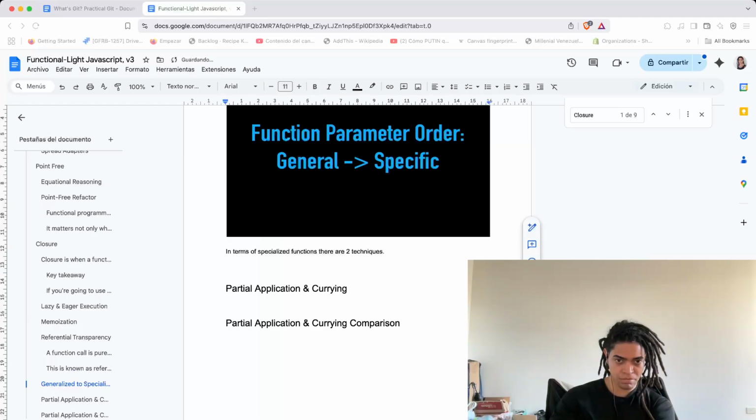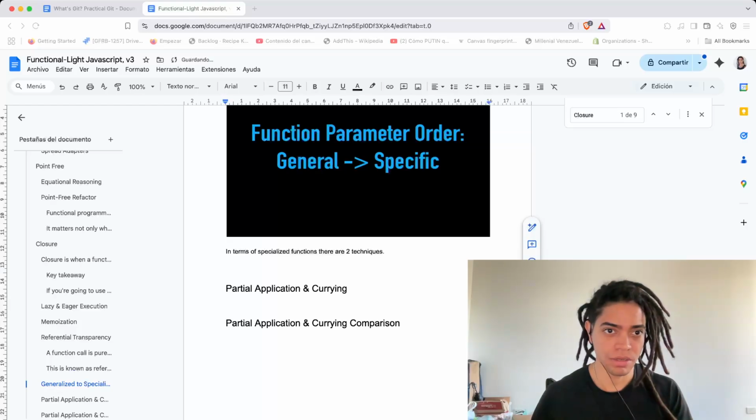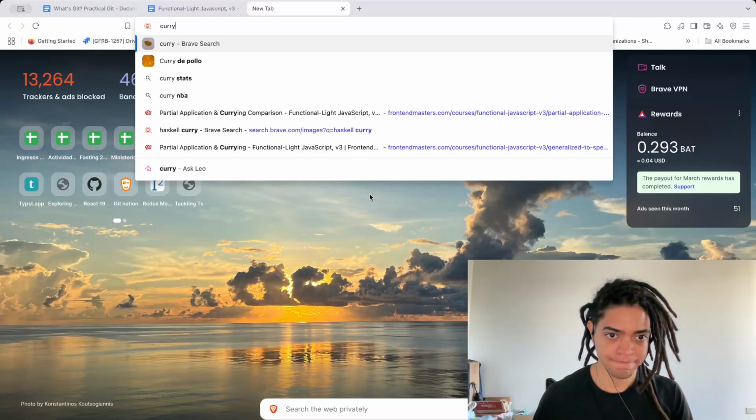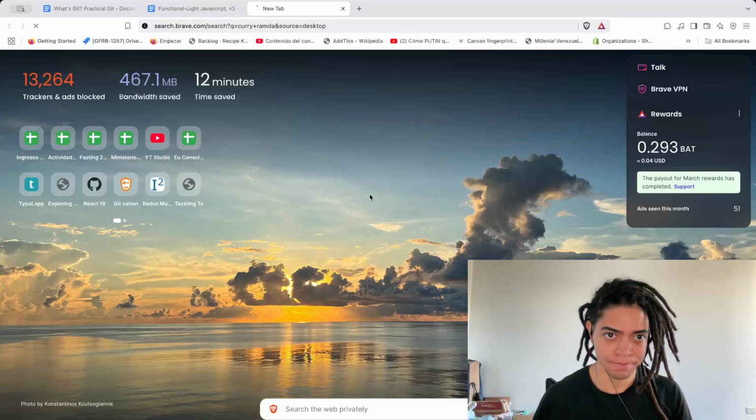Where is the curry function defined? It would be provided by a functional programming library. I'm not showing you the implementation of curry. It's a little bit complex. But for example, if you take a look now at curry partial application in Ramda.